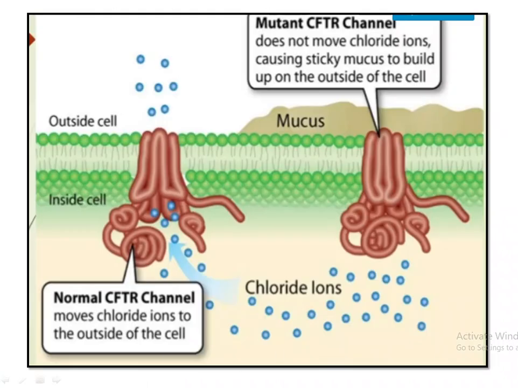As you can see here, the normal CFTR channel allows the movement of chloride ions from inside of the cell to the outside, whereas the mutant CFTR channel does not allow the movement of the chloride ions from inside to the outside, thus causing sticky mucus to build up on the outside of the cell. And this causes the accumulation of sticky mucus in the respiratory tract and lungs.